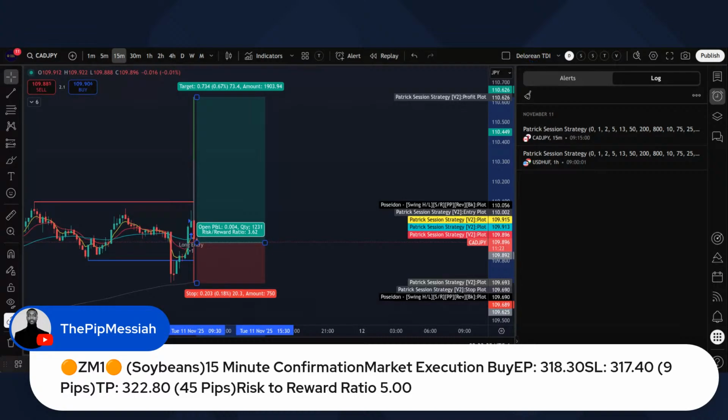And it's a 3.62 risk. Got an entry price at 109.892. You've got the stop at 109.689. And we've got take profit at 110.626.